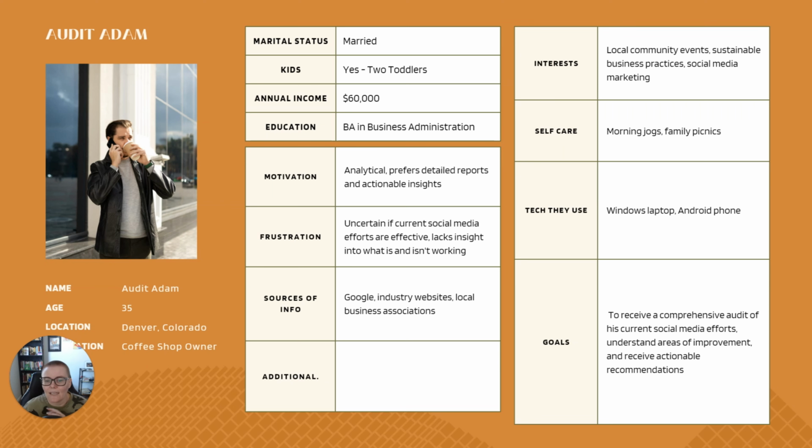His frustration is that he's uncertain if current social media efforts are effective, and he lacks the insight into what is and isn't working to be able to tweak it and pivot and move forward efficiently. His sources of info are Google, industry websites, local business associations. So again, we would have that crossover in him finding us.